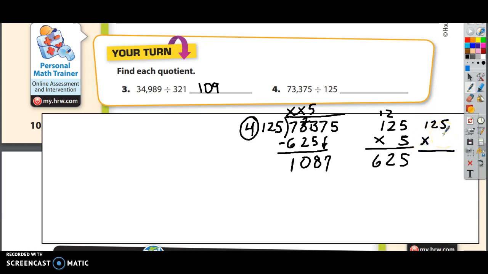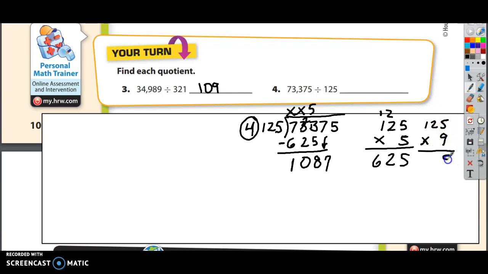I'm going to make another guess here, but it's going to be higher, because I'm going to use some common sense. I'm constantly thinking about this kind of stuff. If I knew that 125 times 5 was 625, I have to get significantly higher than that to get up to 1087. So would you try 9 maybe? I'll try 9, see if that's right.